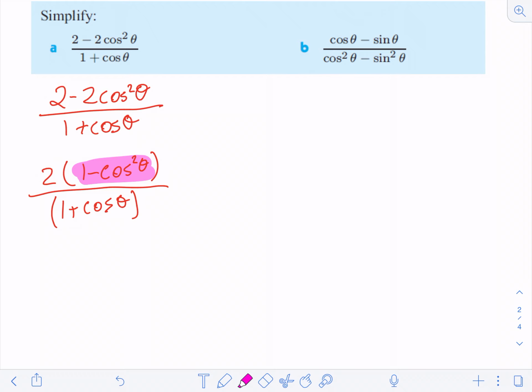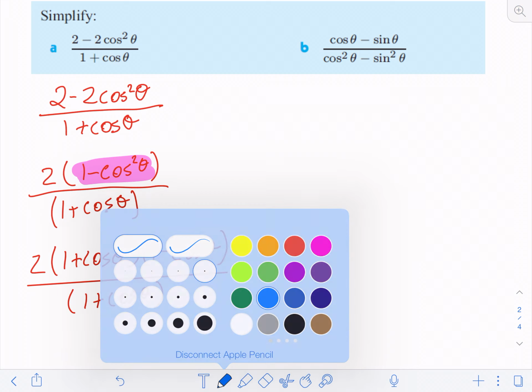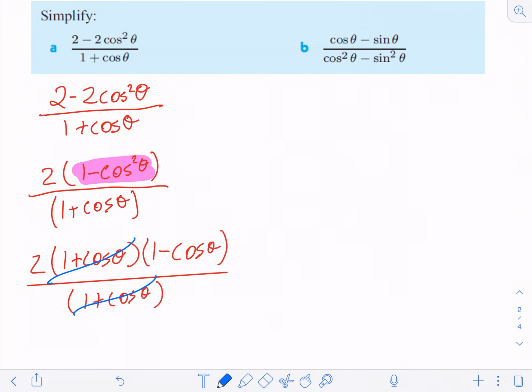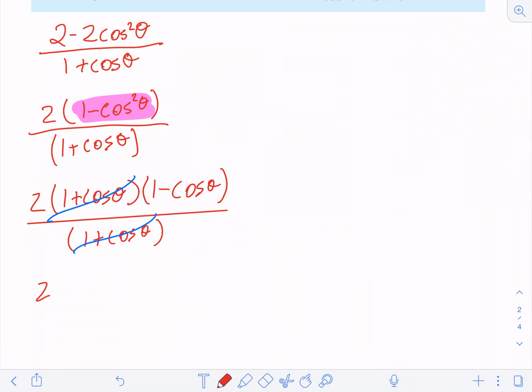They are. So looking ahead, if I made this a difference of squares up top, couldn't this be 2 times 1 plus cosine theta times 1 minus cosine theta, right? Difference of squares, that's where I get 1 minus cosine squared. So instead of changing it to sine, I did that. And why would I do that? Because at the bottom, I've got 1 plus cosine theta, and now what can I do? These factors both cancel. And because they both cancel, then what am I going to be left with at the end? 2 times 1 minus cosine theta.